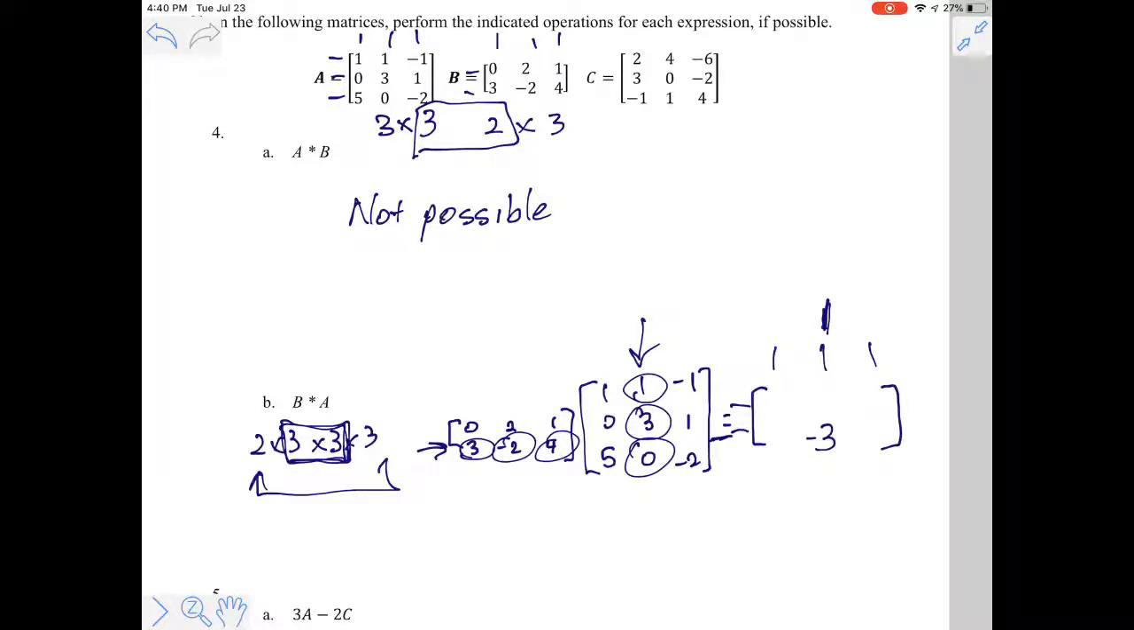So the multiplication can happen anywhere. If I wanted to pop up here and do this entry, that's row 1, column 3. So I would need row 1 and column 3 for that one. So that would be 0 times negative 1, that's 0. And then 2 times 1, that's 2. And then 1 times negative 2 is negative 2. So 0 plus 2 plus negative 2 is 0. So you put a 0 right there.